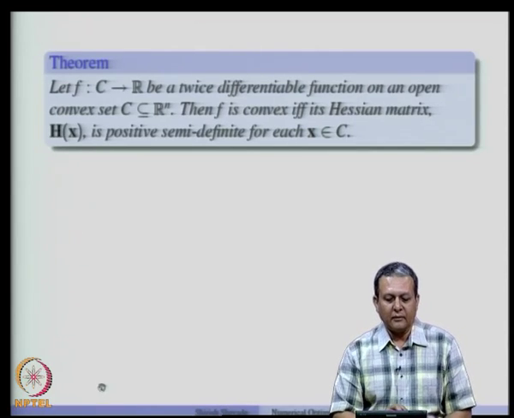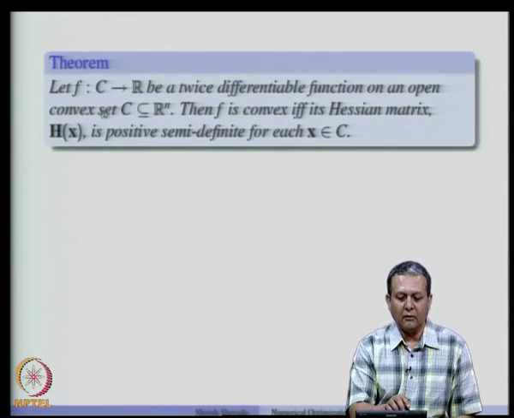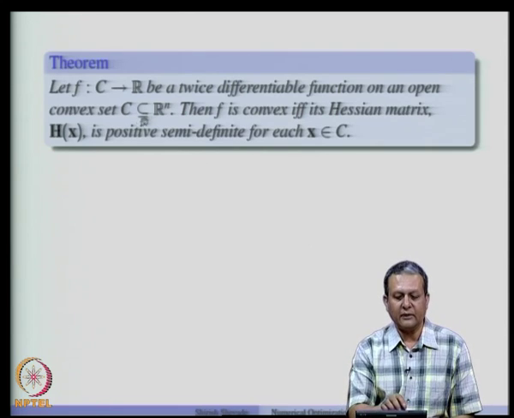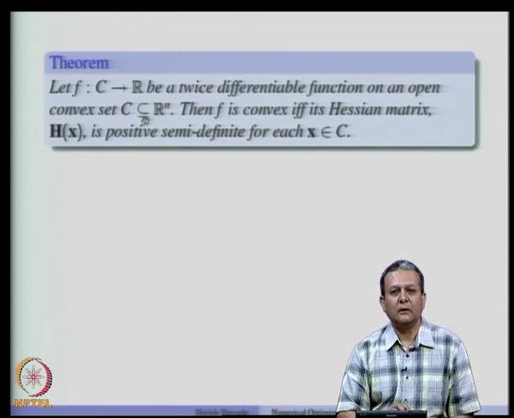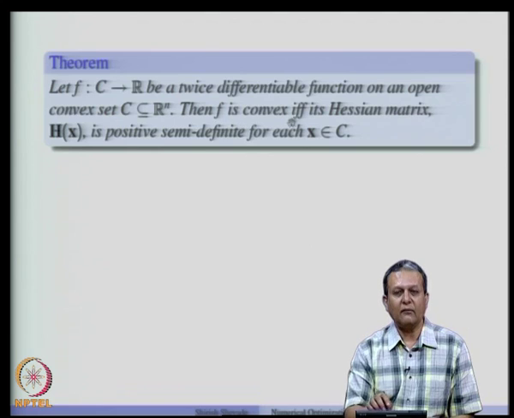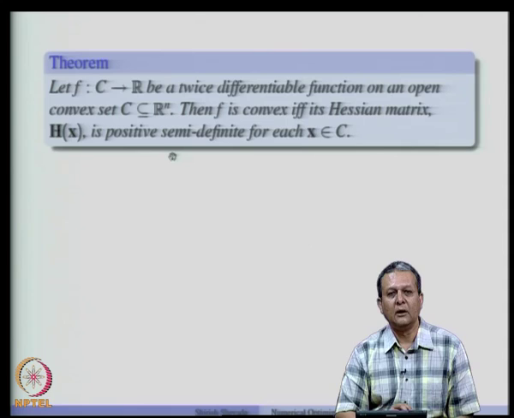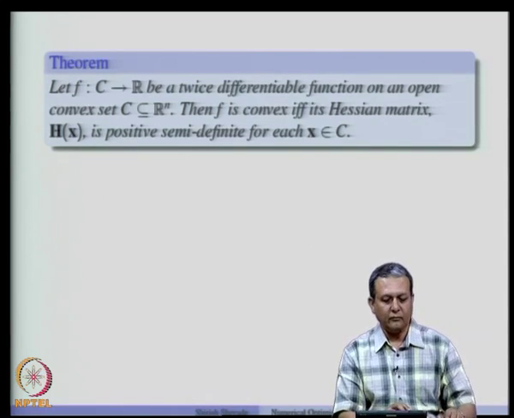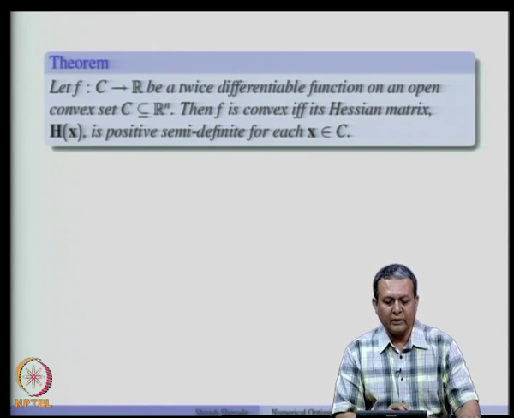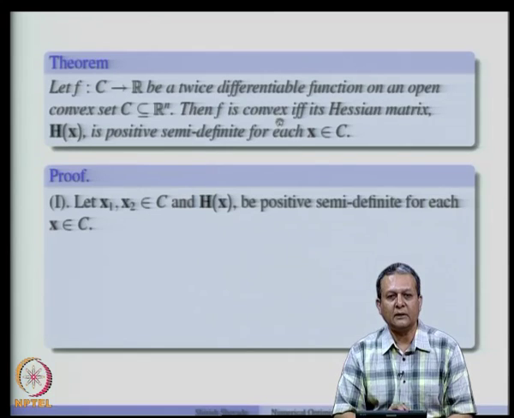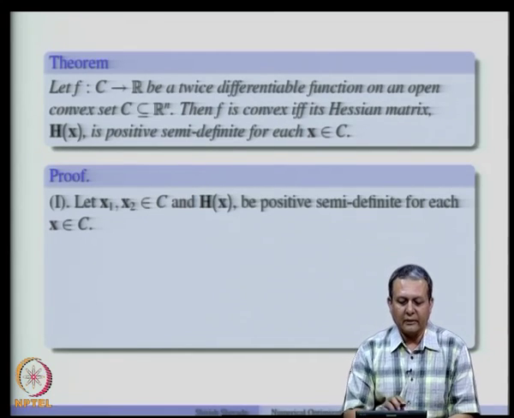So, let us look at the second important theorem where f is a twice differentiable real valued function on an open convex set C, which is a subset of Rn. Now, the theorem says that f is convex if and only if its Hessian matrix H of x is positive semi-definite for each x belonging to the set C. So, we will prove this theorem. Again, we have to prove this theorem in two parts. So, we will consider the first part.